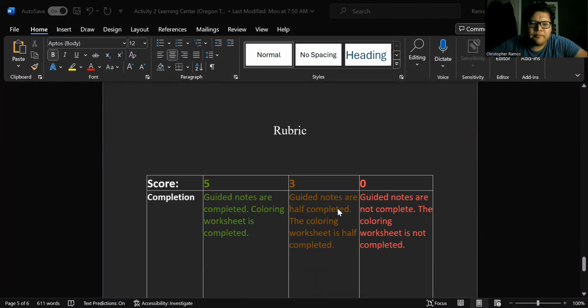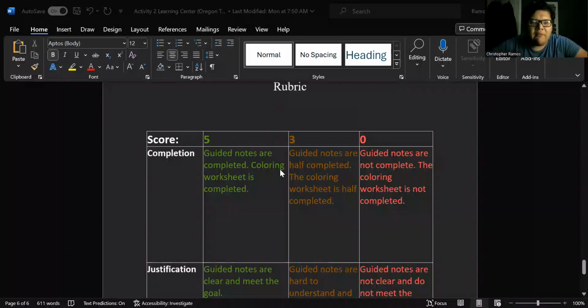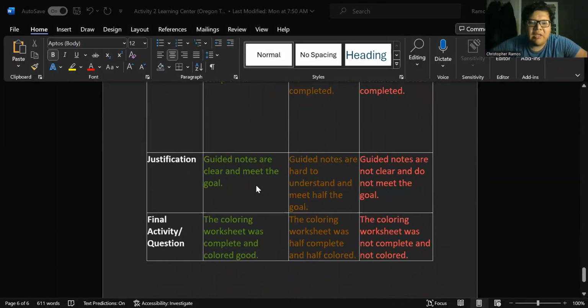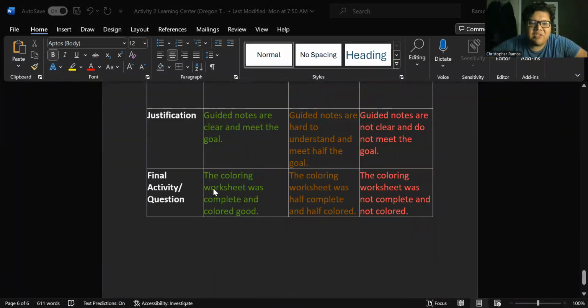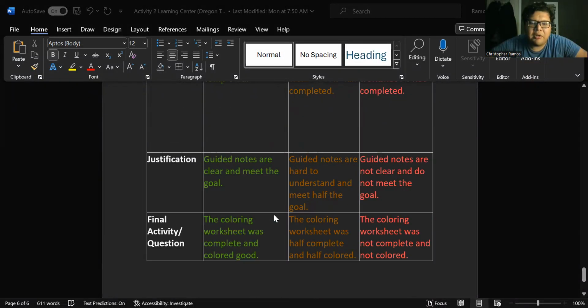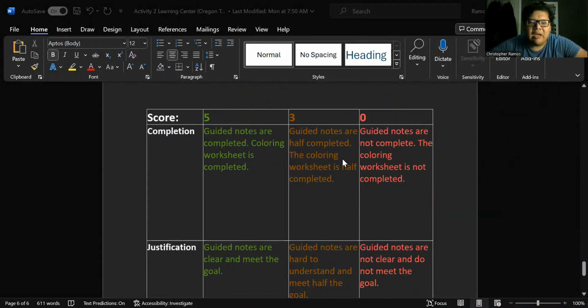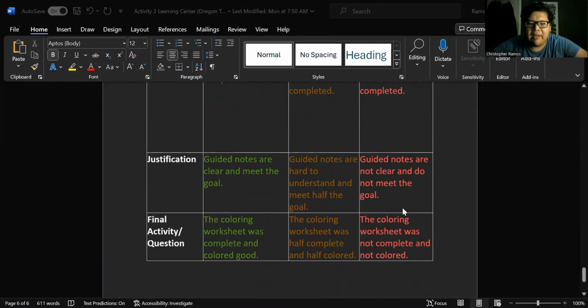And here's my rubric. I had 5, 3, and 0 scores. For 5, the guided notes are completed, the coloring worksheet is completed, and the guided notes are clear and meet the goal. For justification, and for the final activity question, the coloring worksheet was completed and colored well. Then for 3, the guided notes are half completed, and for 0, the guided notes are not complete. So it goes down like that.